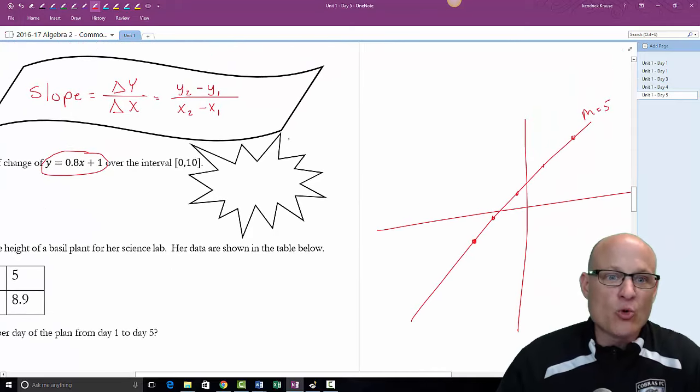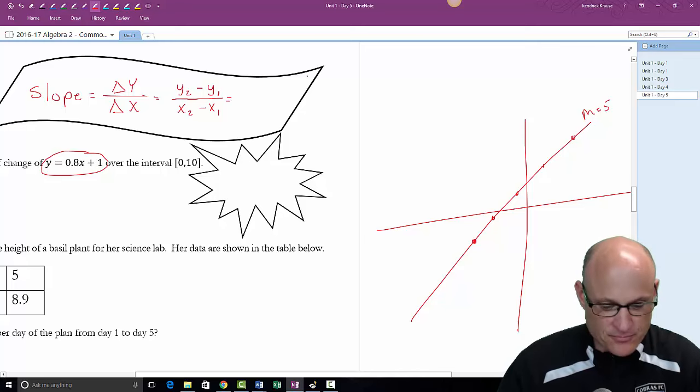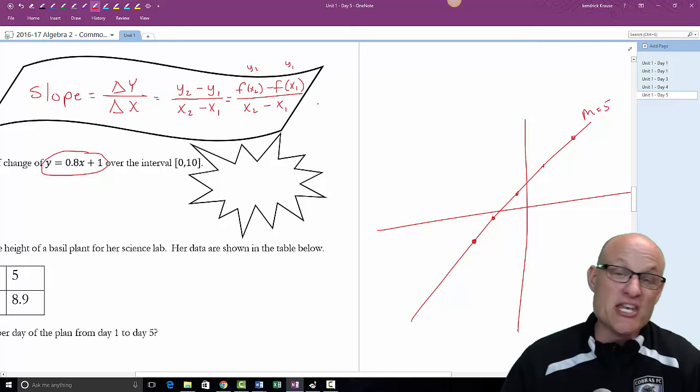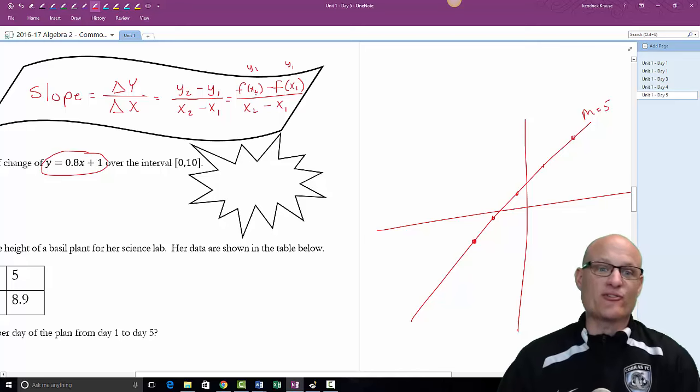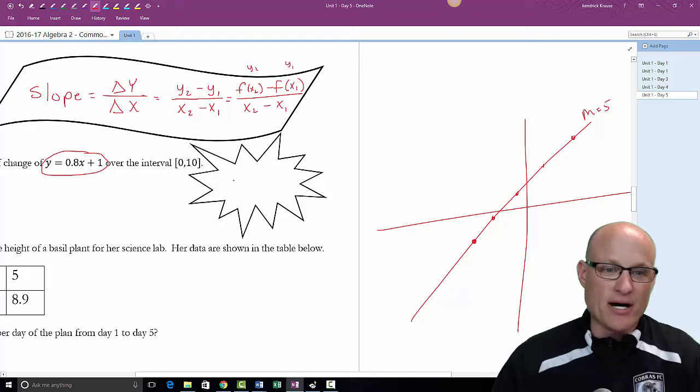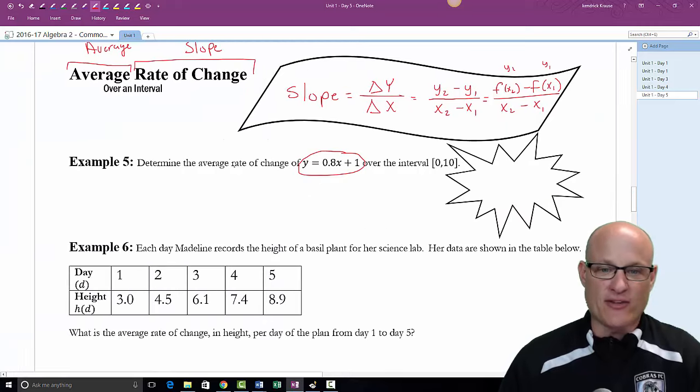Now, I need to modify this equation slightly. This is how we like to remember it, the change in y's over change in x's. But this can also be f of x2 minus f of x1 all over x2 minus x1. Remember, this is really just y2 minus y1 all over x2 minus x1. The functional value at the second point minus the functional value at the first point, all over the change in the x values. But for this particular case, we're going to find out this is just the slope.